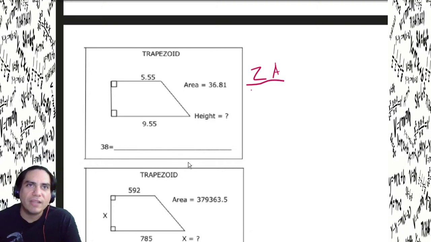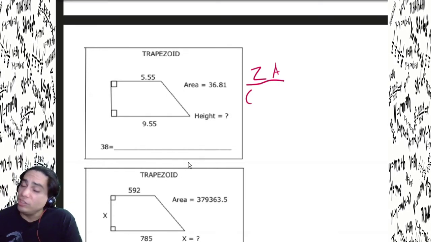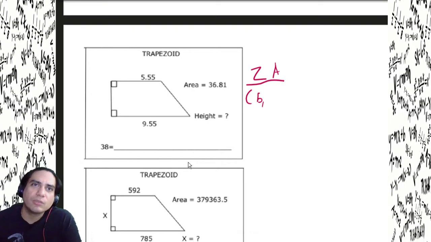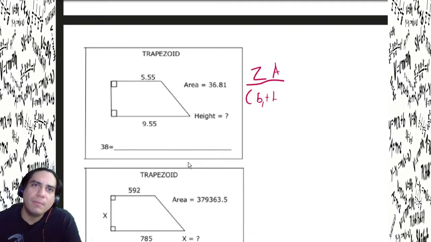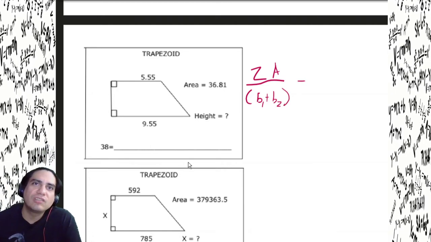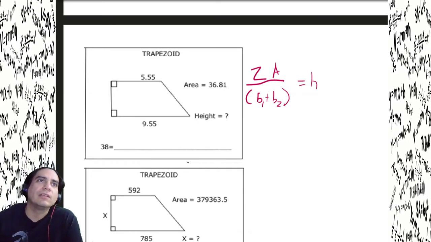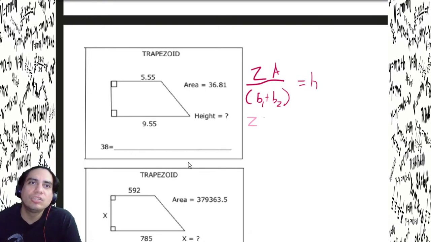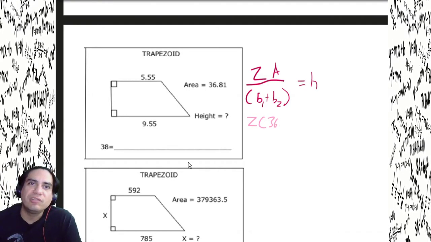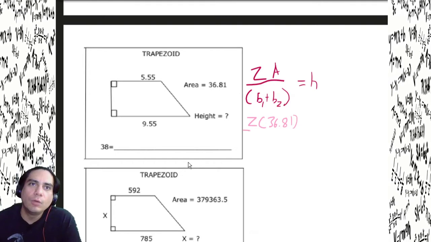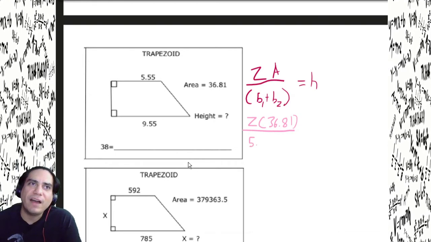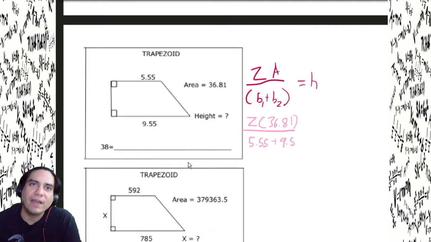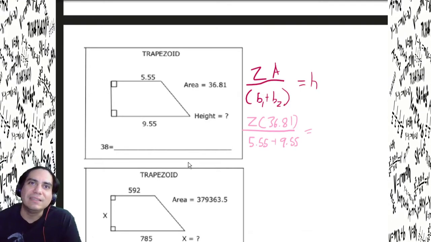So anyways, we got that two areas. Remember, we undid that area formula. We undid it, and we got that two areas. And we're going to go ahead and divide that by the sum of both bases, okay? So let's go ahead and do it. Let's substitute correctly here, okay? I got 2 times 36.81. We're going to get that and divide it by 5.55 plus 9.55. And that's going to give us our height.